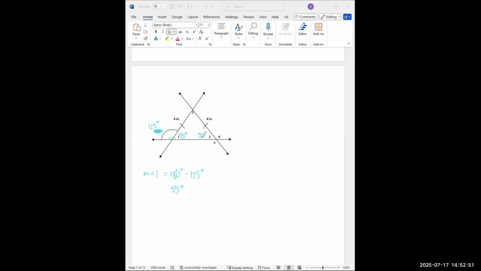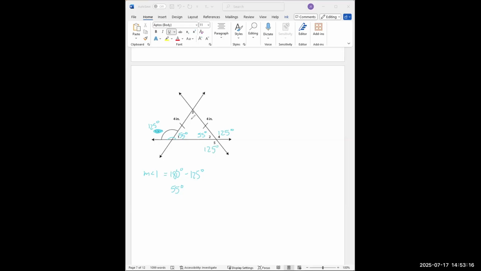And that gives me a lot more, doesn't it? Because I know that these two have to add up to 180. So I've got a 55 and a 125. So that means this one's also 125 degrees. Or I could subtract. I could do 180 minus 55. And then I also know angle 5 because these are vertical angles. And that gives me one more.